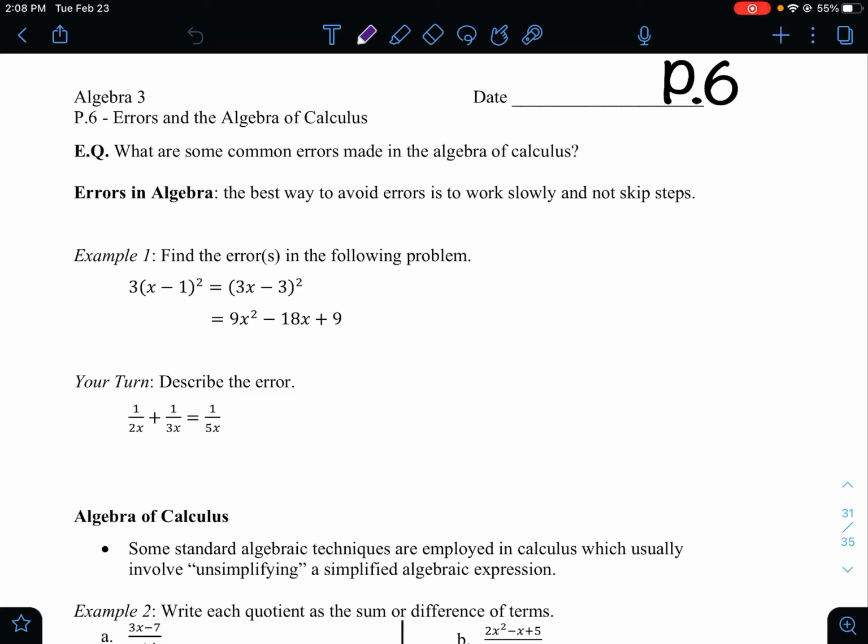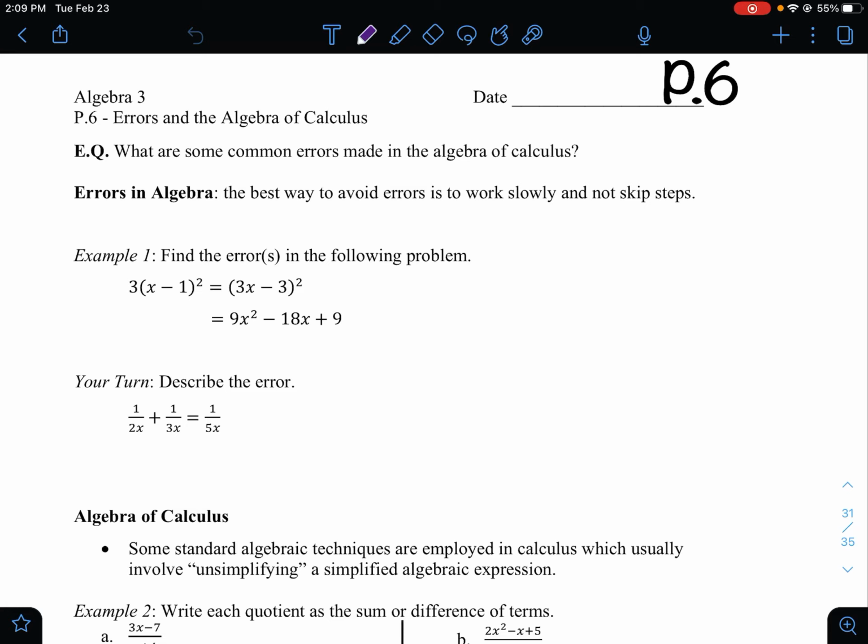So the first thing is the errors in algebra, and the best way to avoid errors is to work slowly and not skip steps. I don't think that could have been any more evident than these past few sections that we've done, especially P5. As I told you at the beginning of the year, a lot of these questions are going to be very long questions, so the best thing to do is to take your time and show all the steps, so that way you don't miss anything or make any small errors.